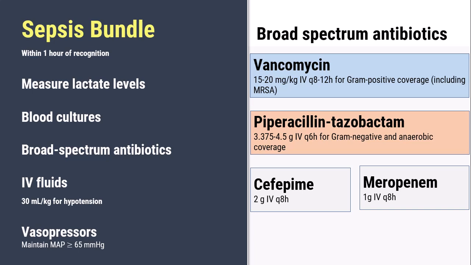These antibiotics must be dosed appropriately based on the patient's renal function and body weight, and therapy should be de-escalated once culture results are available to prevent the overuse of broad-spectrum antibiotics. Typically, antibiotic treatment lasts 7 to 10 days, but is adjusted based on the patient's response and the source of the infection.